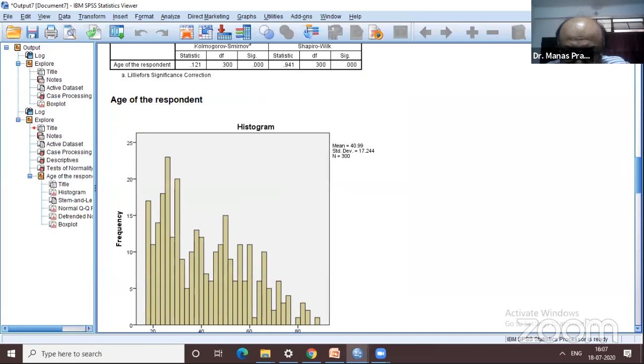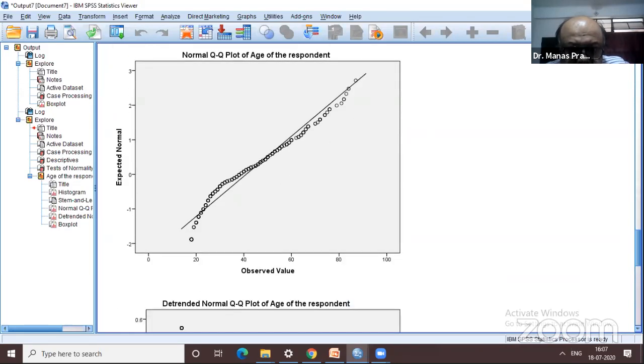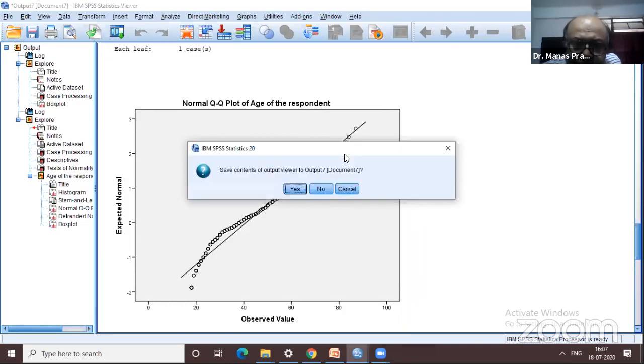So this is the histogram. This is the QQ plot. You see the dots go side by side with the line for the age variable. So there is a chance that my age variable follows a normal distribution. Okay, so I will show you with one other variable.